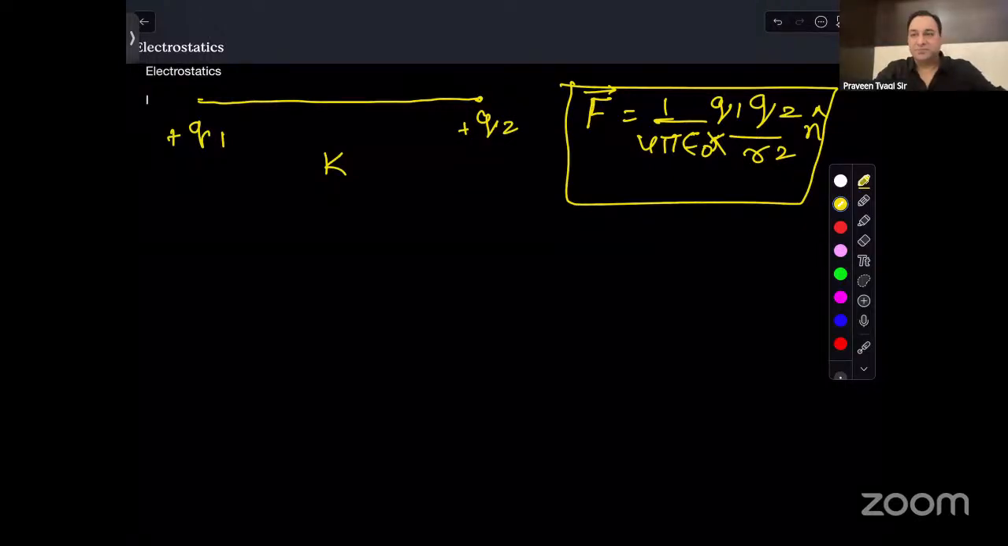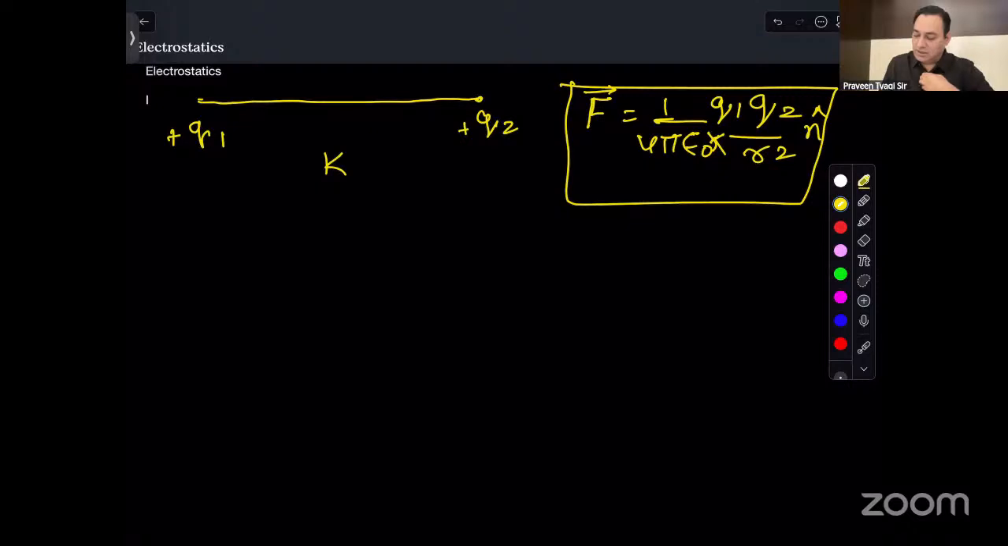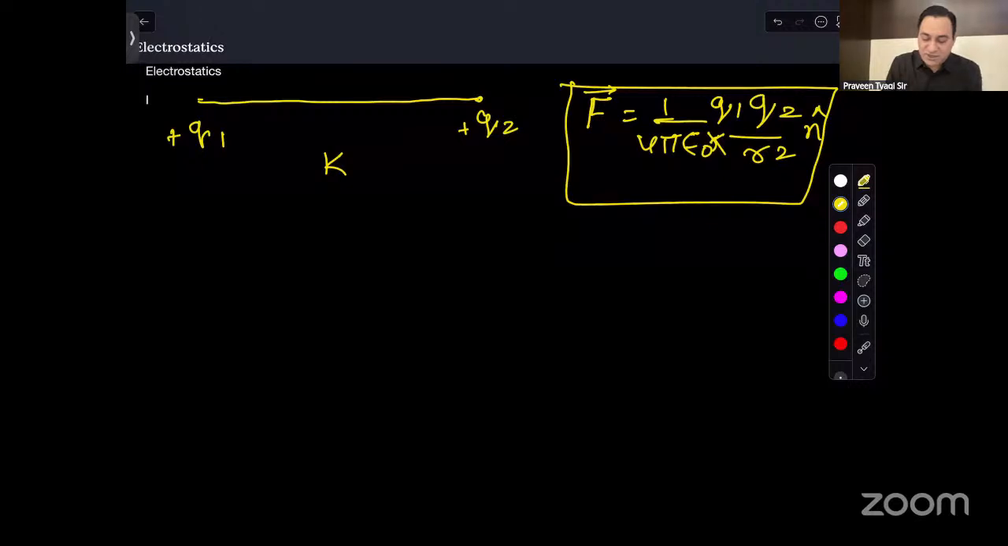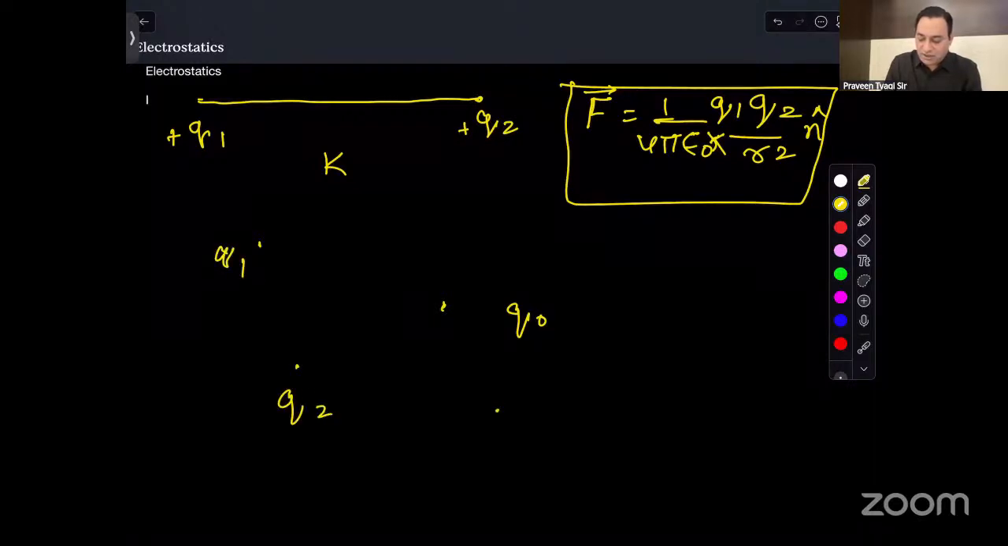Now, coming to the quick brush up of the key formulae. Then you learned a principle of superimposition: if there are many charges and you want to find the net force on a charge Q naught, so if there are many charges, say Q1, Q2, Q3, Qn.